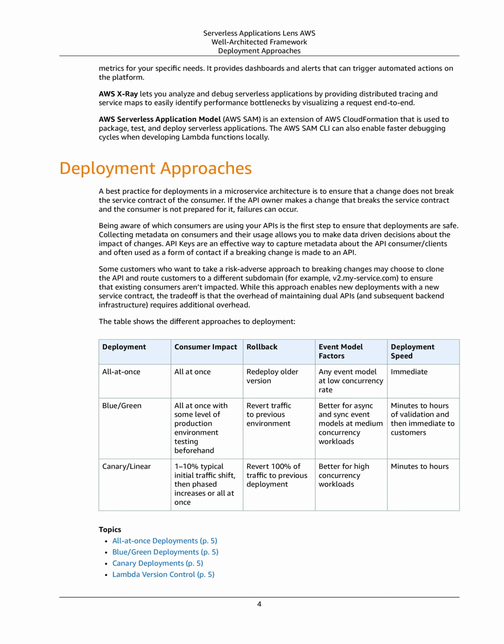API keys are an effective way to capture metadata about the API consumer/clients and often used as a form of contact if a breaking change is made to an API. Some customers who want to take a risk-averse approach to breaking changes may choose to clone the API and route customers to a different subdomain, for example, v2.myservice.com, to ensure that existing consumers aren't impacted.